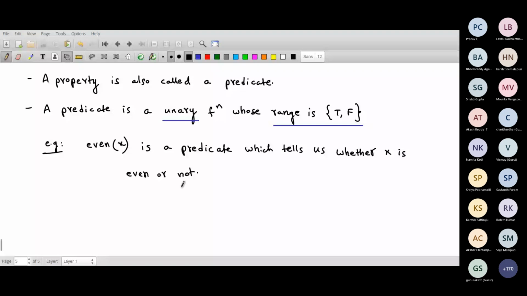So if you take an example like, okay, is 5 even? No. So the output is false. It is mapping to false. Is 10 even? Yes. So output is true. Okay. So now you see both the conditions are satisfied. There is only one input and the output is true or false only, nothing else. So this is a predicate. All right. This is a unary function whose range is true or false. So this is a predicate.